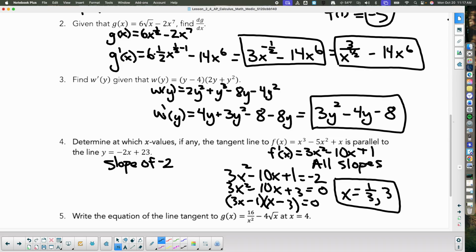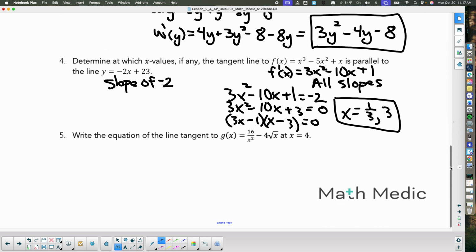Should I scroll it up more? Sorry. So when you're solving the quadratic, it has to be equal to 0.